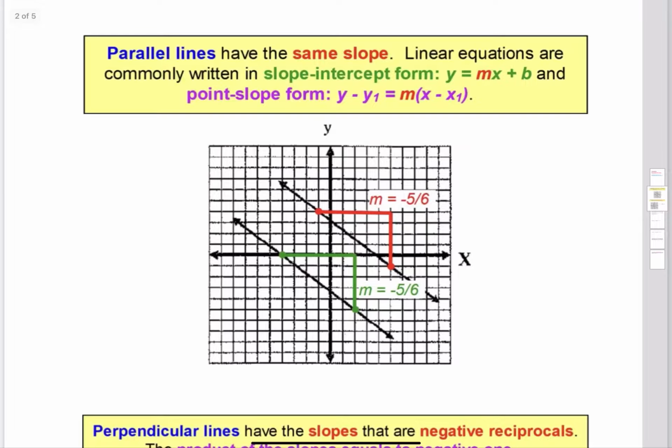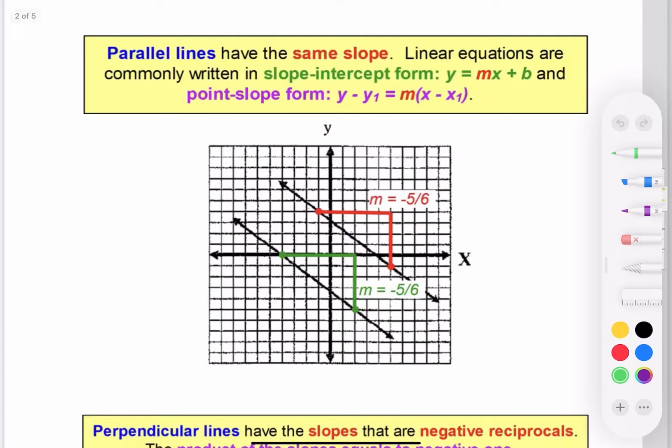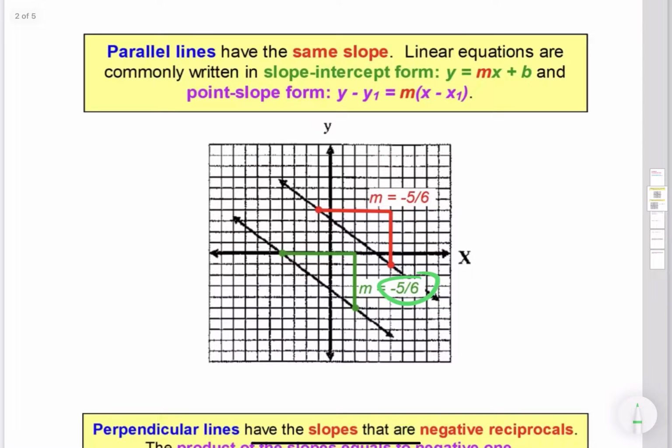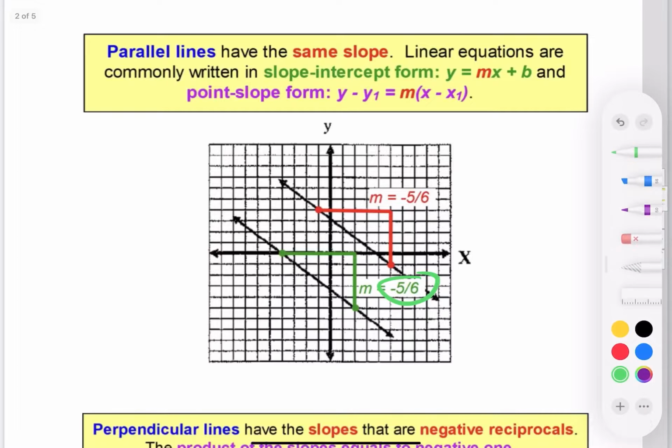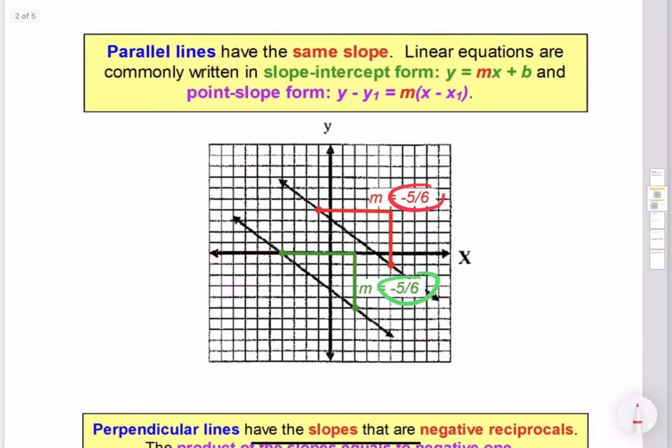The first thing that we notice about parallel lines is that the slopes must be the same. So here we've got two examples of two lines. The first line has a slope of -5/6, and our second one has a slope of -5/6 as well. And therefore, both of these lines must be parallel.